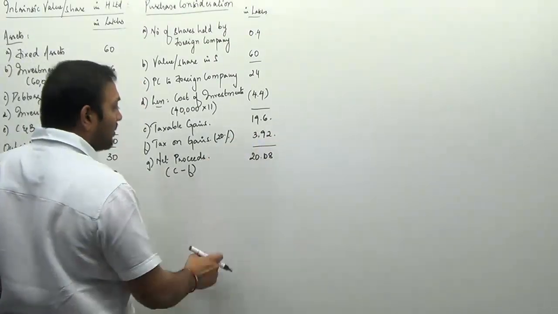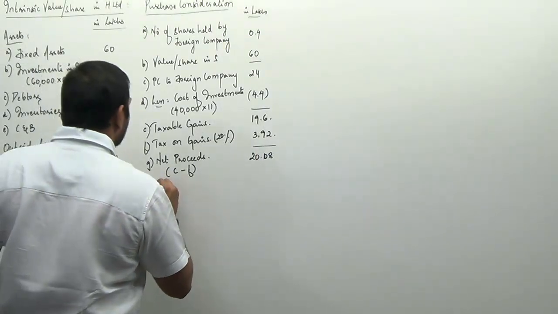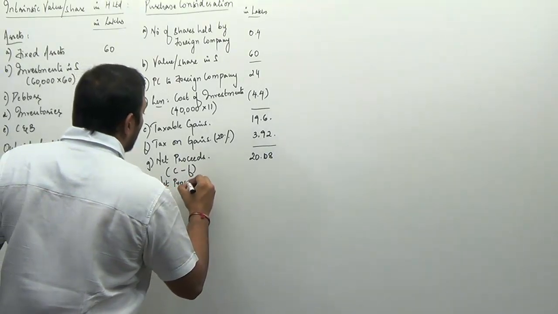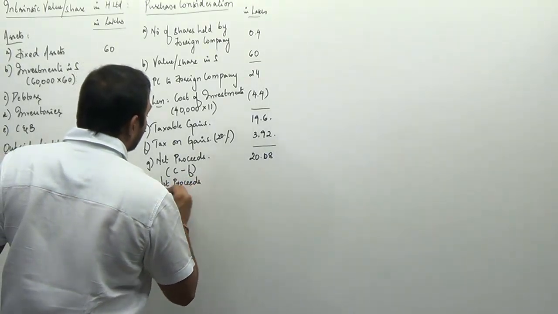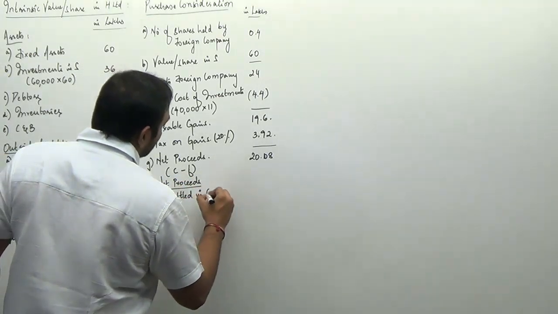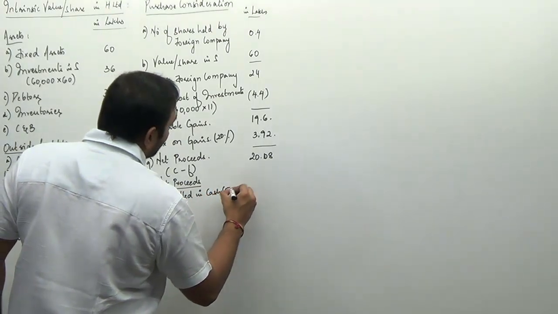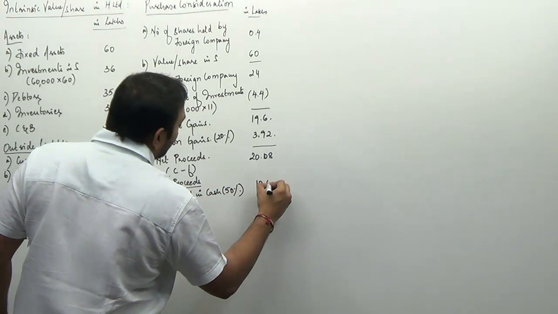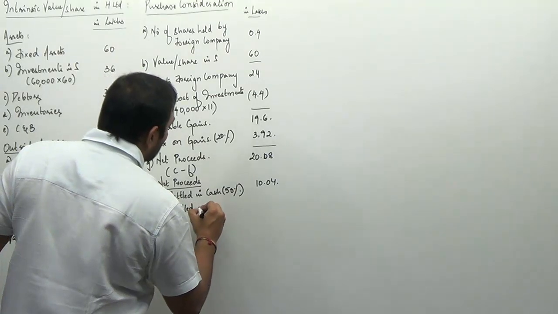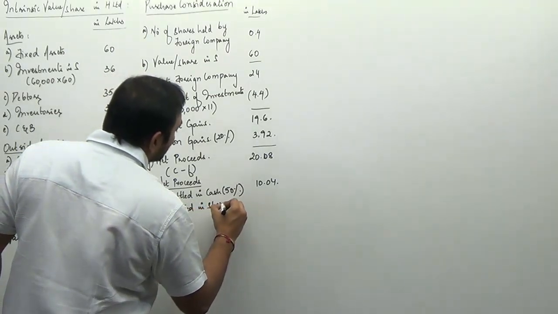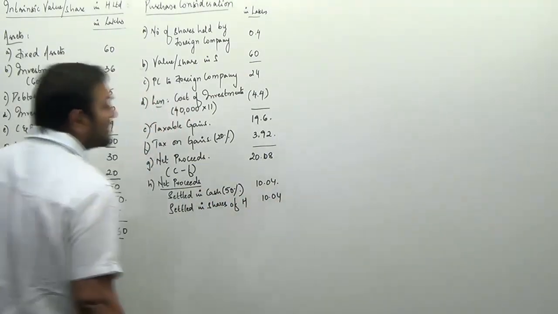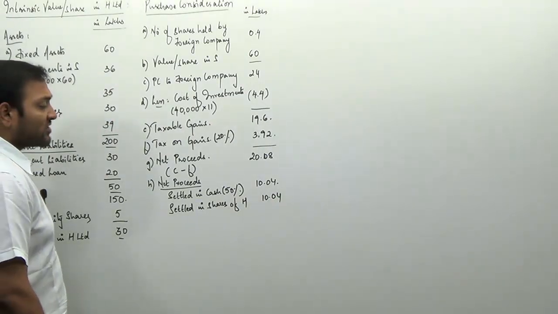This is cash payment. Now, out of this, net proceeds settled in cash. Net proceeds settled in shares of H, it should be same, 10.04. 50% paid in cash, 50% settled by way of issue of shares in H Limited.